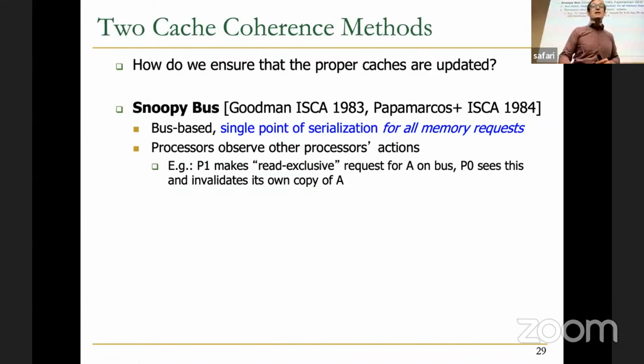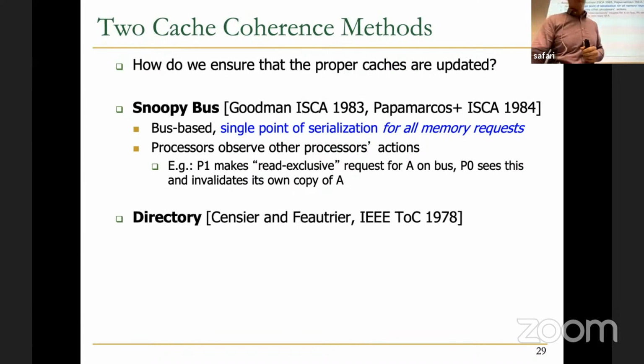For example, processor 1 makes a read exclusive request for address A on the bus, and processor 0 sees this and invalidates its own copy of A. Read exclusive means that I'm going to write to this cache block. It's usually called read exclusive because I want to get the cache block exclusively for myself. That's why it's called read exclusive.